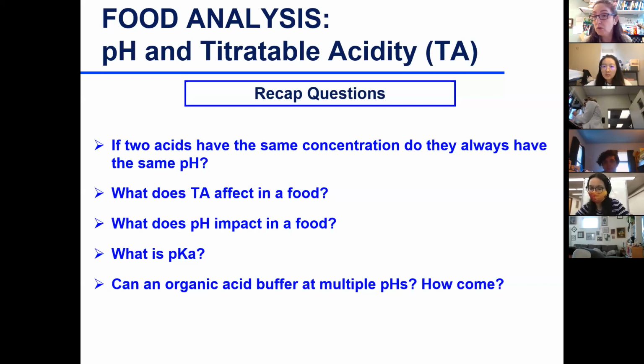So for example, citric acid has 3 carboxyl groups. So you have 3 pKa's, so it buffers at 3 different pHs. And acetic acid, for example, has one carboxyl group, so it buffers at just 1 pH. Okay, so good. This is a good refresher, so we can move on.